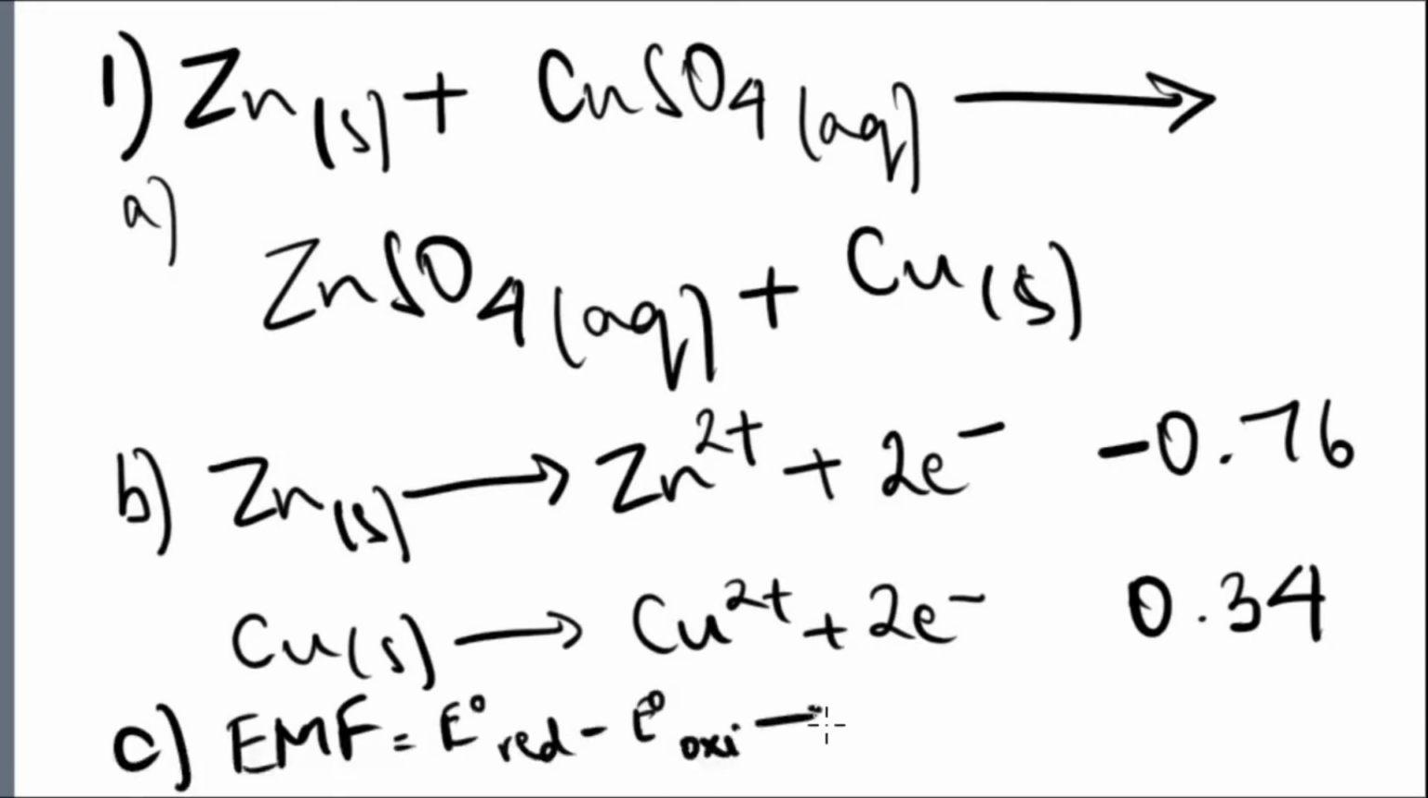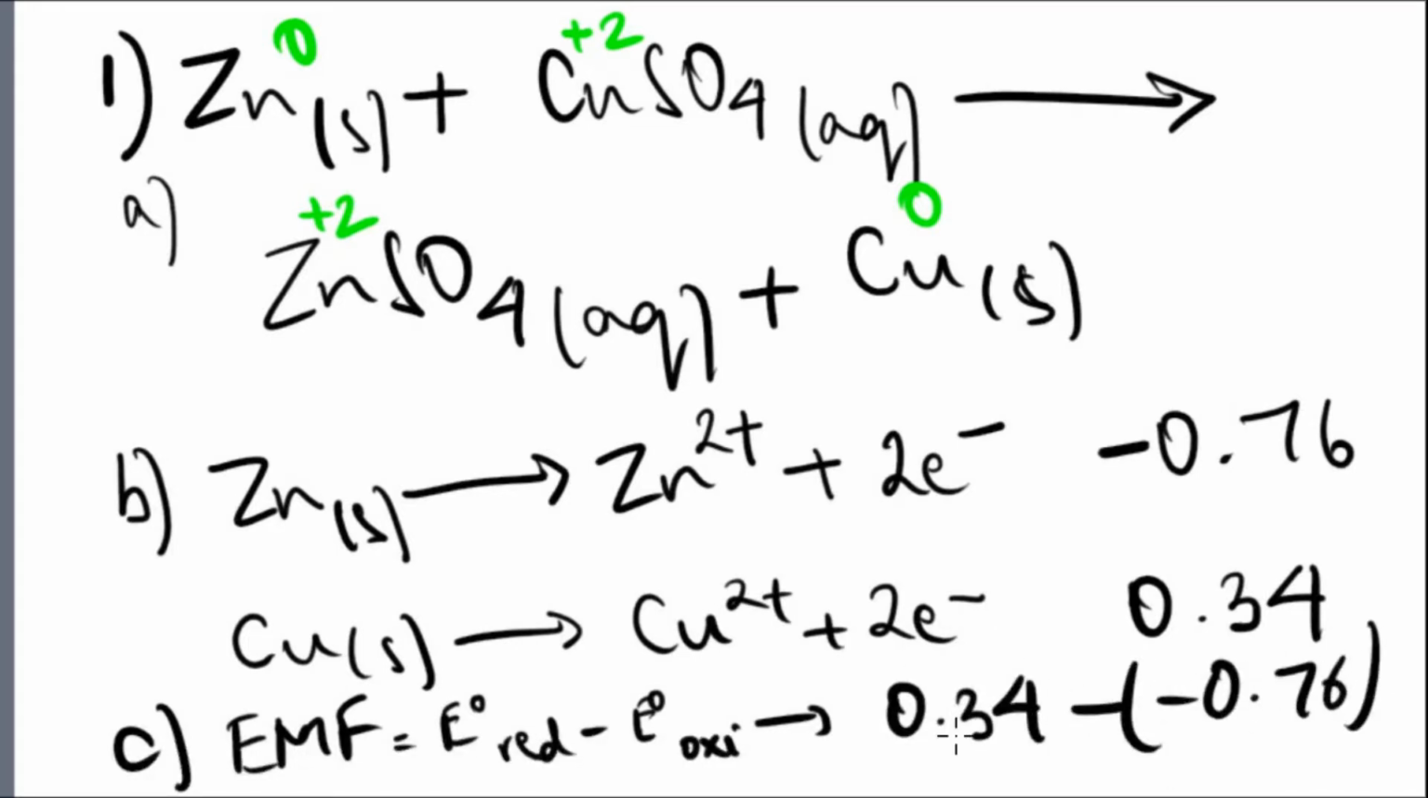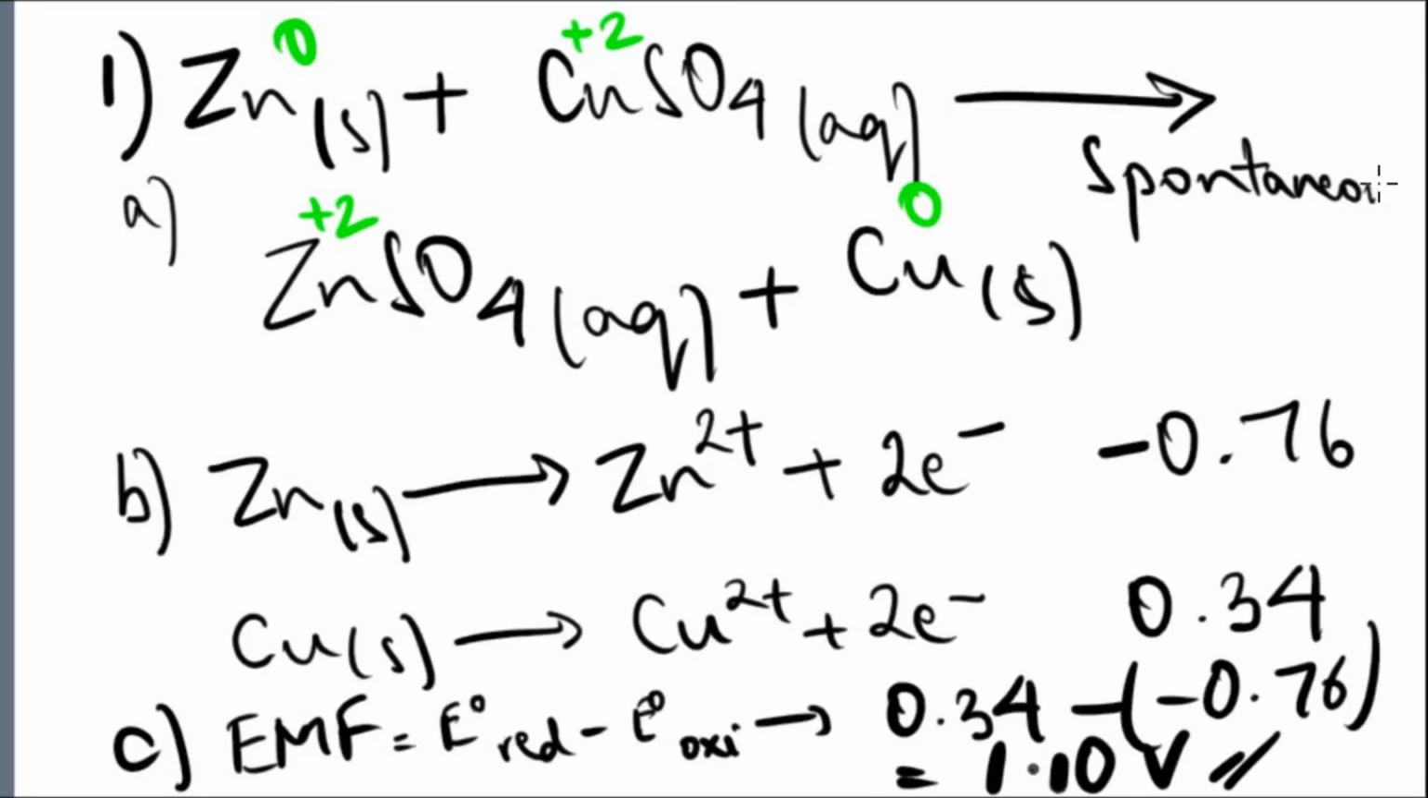So from this reaction, we can say that zinc goes from 0 to +2, which means it has been oxidized, and copper goes from +2 to 0, which means it has been reduced. So we write 0.34 first because copper is reduced, and 0.76 because zinc is oxidized, and we get 1.10, which is a positive number, so we can say that the reaction is spontaneous.